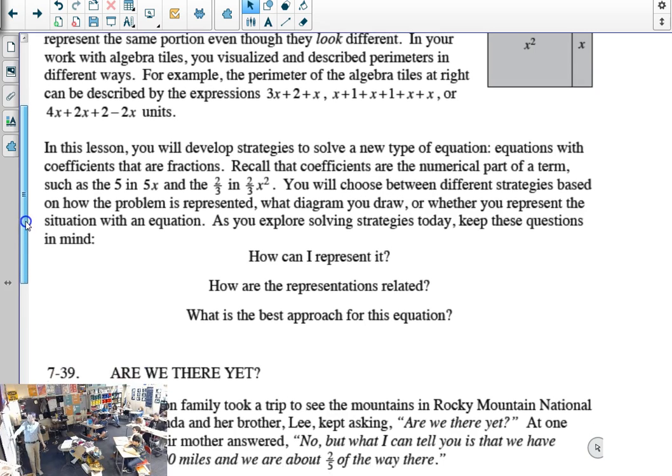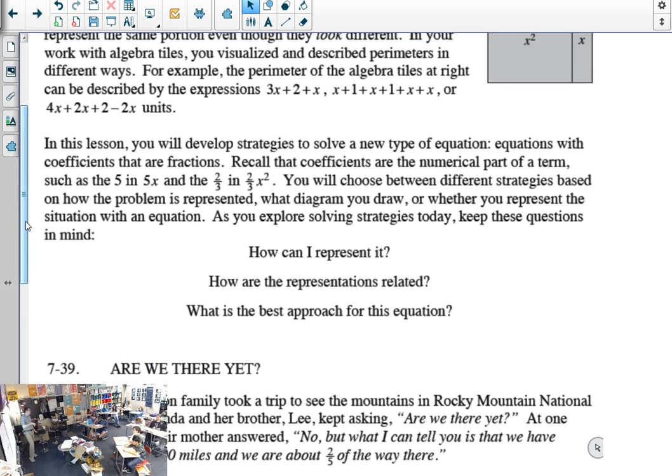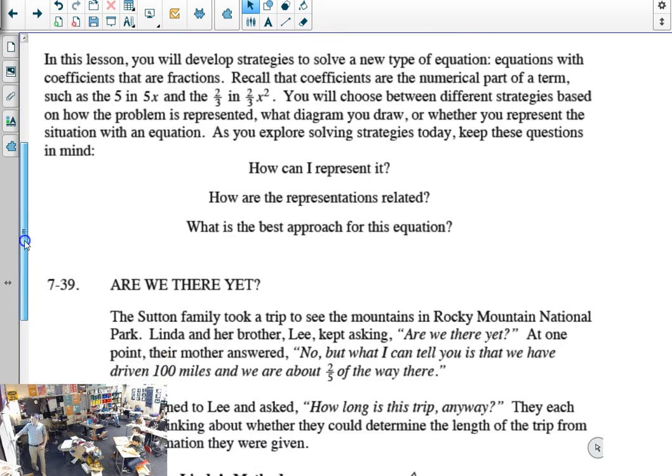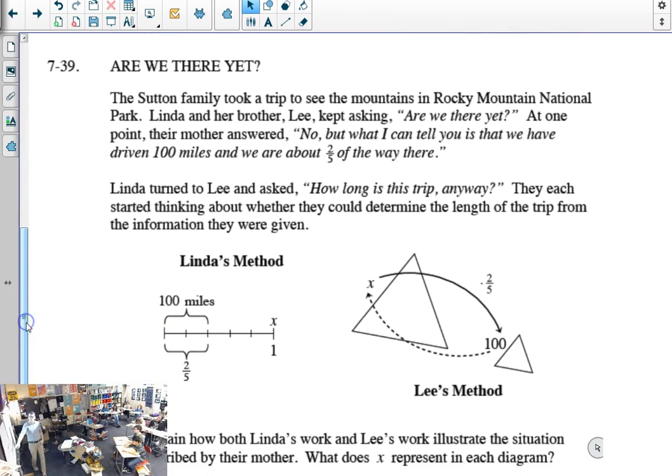Now, a coefficient tells you how many of something we have, like if I have 3 x tiles, 2 one tiles, another x tile, etc. I don't feel like I need to go through all of those. So what we're going to do today is talk about what it means when I have 5x versus 2/3 x squared. What does that actually mean for us? How can we represent this? Are the representations different? And what's the best way? We always want the best and the easiest way. So we'll get there. So anyone want to read 39?